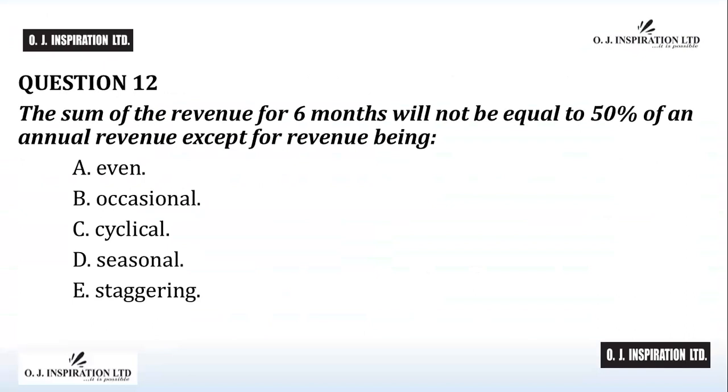Question number 12. The sum of the revenue for 6 months will not be equal to 50% of an annual revenue, except revenue being A. even, B. occasional, C. cyclical, D. seasonal, E. staggering.